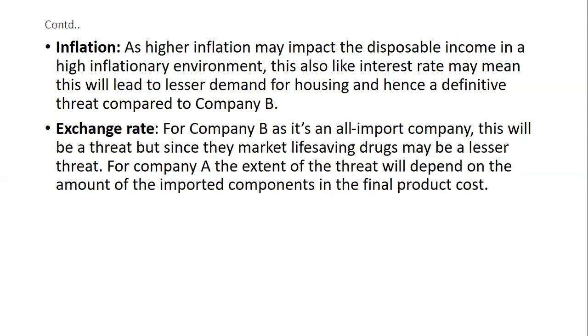But of course, comparatively, company B is a pharmaceutical company selling life-saving drugs. It will not have much impact because, whatever the inflation or situation, if you have to buy a drug, you will buy it at any cost. So comparatively, you have more impact on the apartment selling company A.